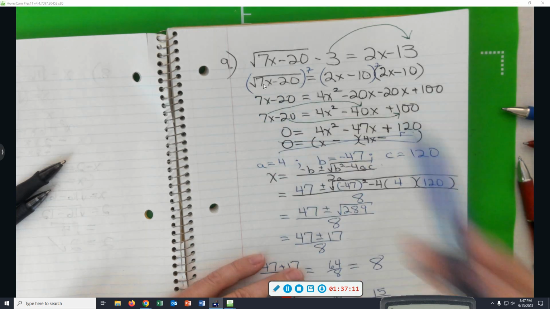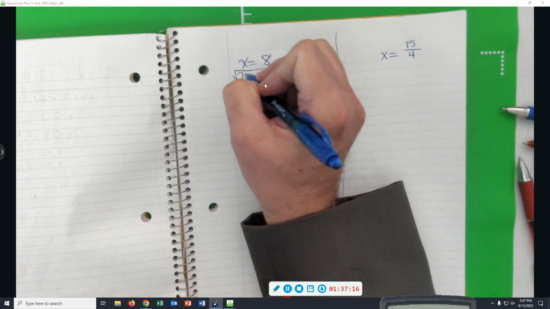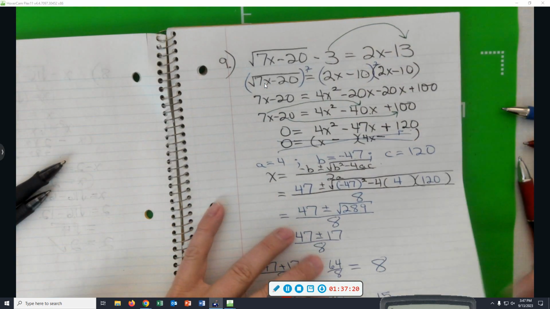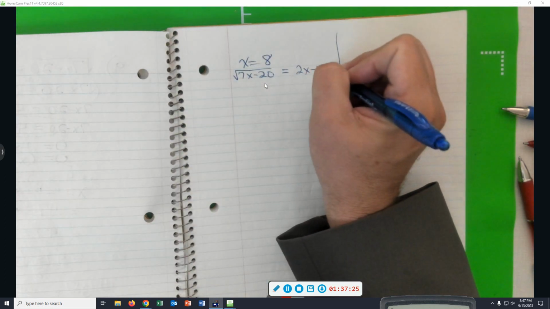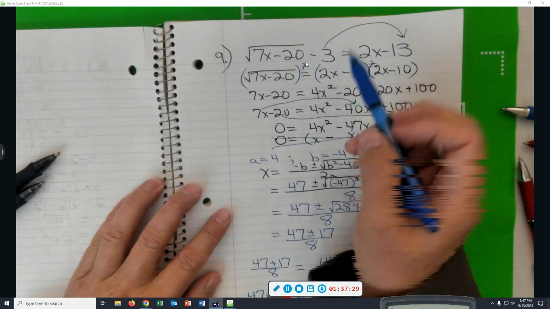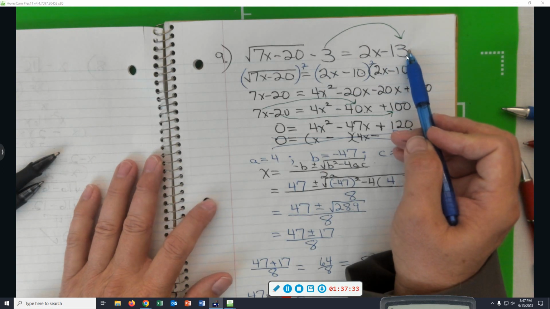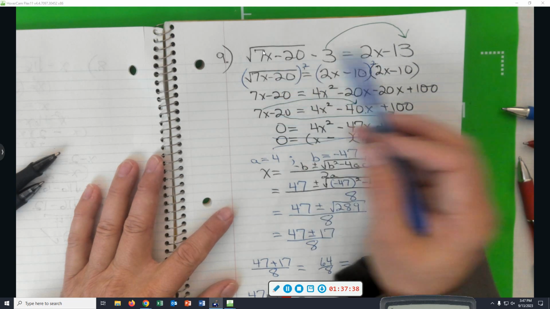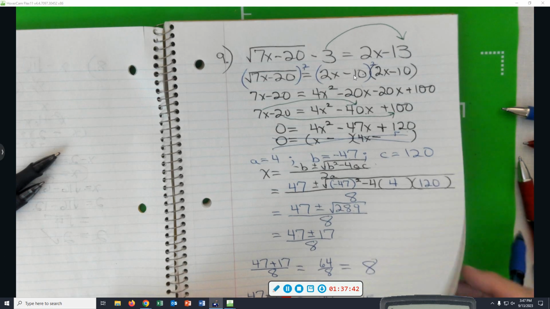So you have the square root of 7x minus 20 is equal to 2x minus 10. Look back at the original, here it is. The original problem, we moved that minus 3 over by adding 3. So we had the square root of 7x minus 20 on the left, and a 2x, negative 13 plus 3 gave us a minus 10 on the right.